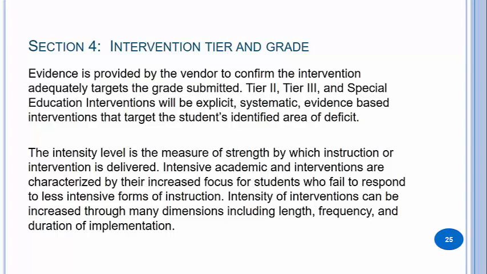And with each tier, the criteria was tougher as you move up on the continuum. So Tier 2 was less tough to meet the criteria than Tier 3, and Tier 3, specialized, was tougher to meet the criteria than Tier 2. It moved up with intensity, just like the tiers do for students. So the vendors, when they had to submit and look at our criteria and provide evidence, had to self-select whether they were Tier 2, Tier 3, or special ed intervention.